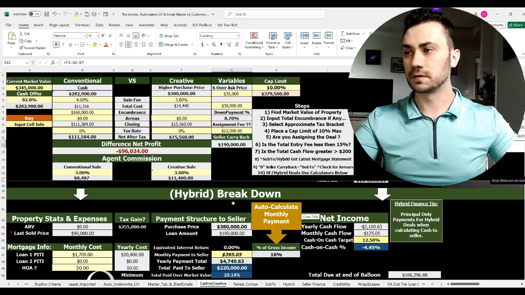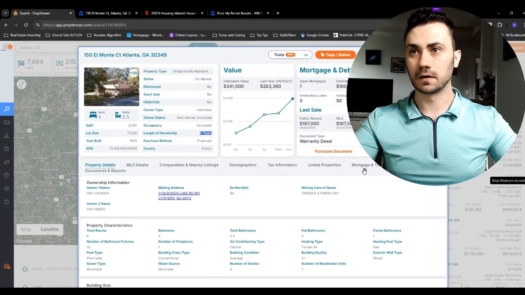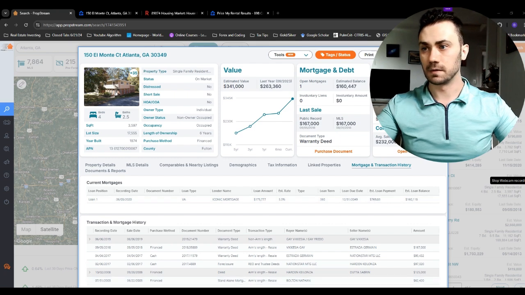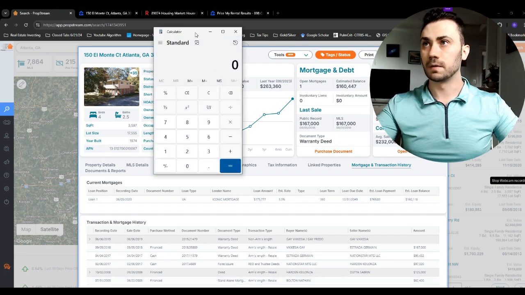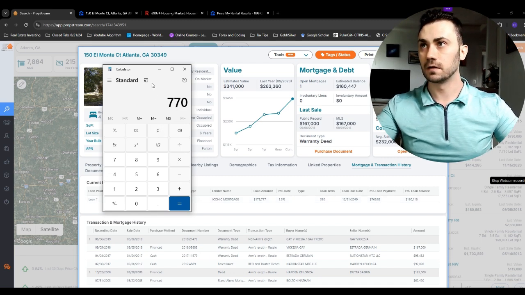And for the hybrid section, we now need to plug in the estimated loan PITI for this property. So I'm going to pull up PropStream again because we need to take a look at the mortgage and transaction history. We need to take a look at the estimated loan payment. And so the estimated loan payment on this property is $769 and some change. We're just going to round that up to $770.